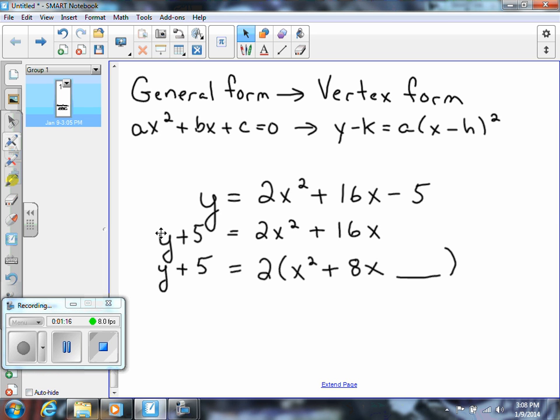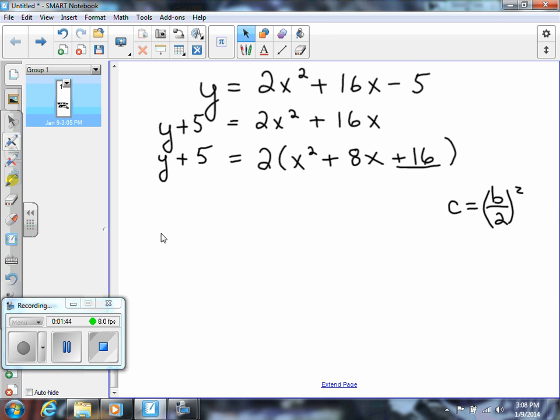And if we remember from before, the formula for this is c is equal to b divided by 2 all squared. So if I take the b value, which is 8, divide it by 2 and square it, I get 16. And that constant is always going to be a positive number because of the fact that you're squaring it.